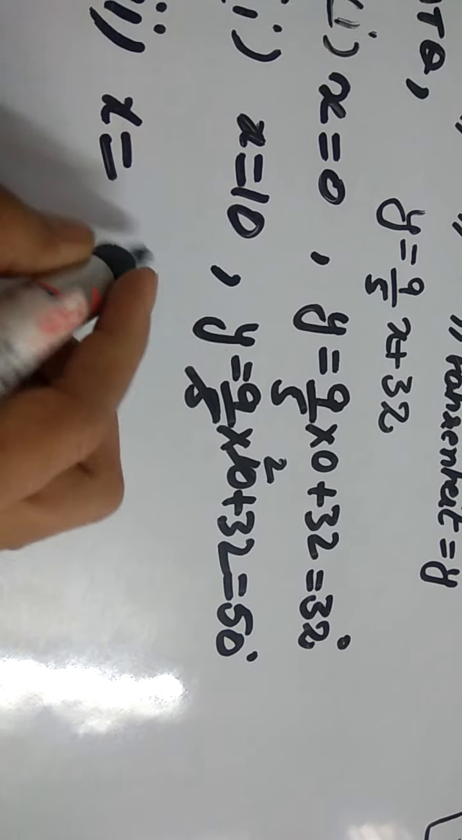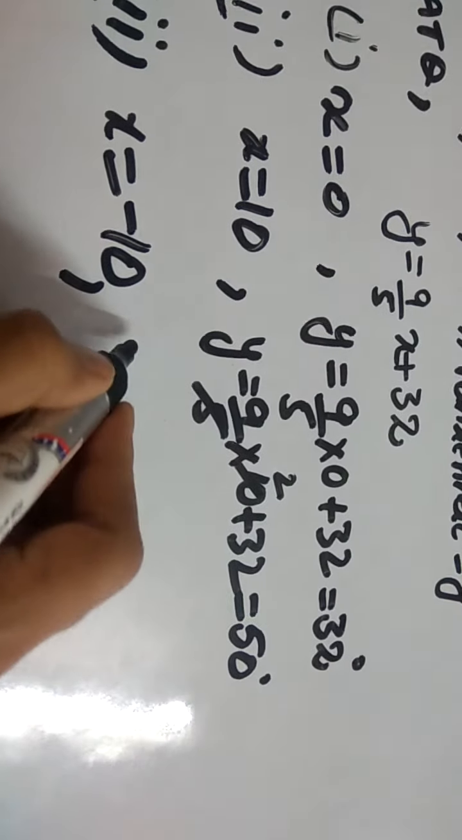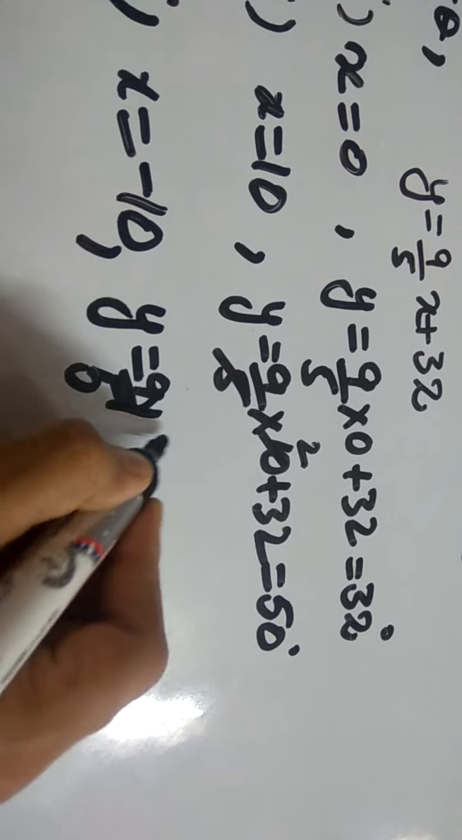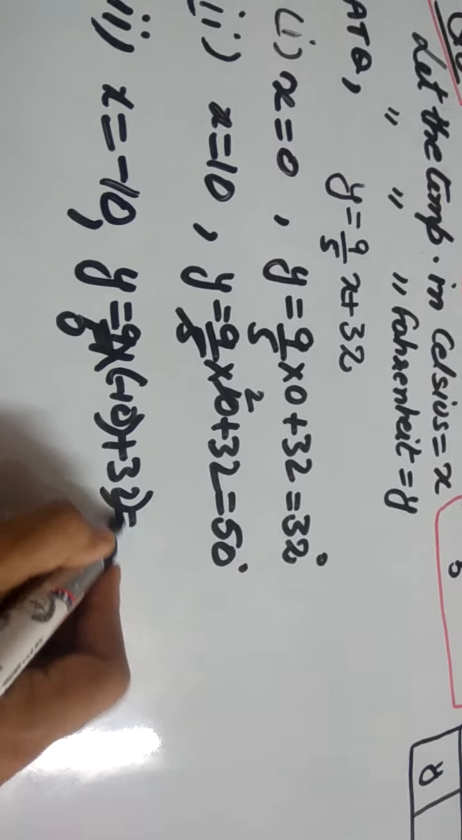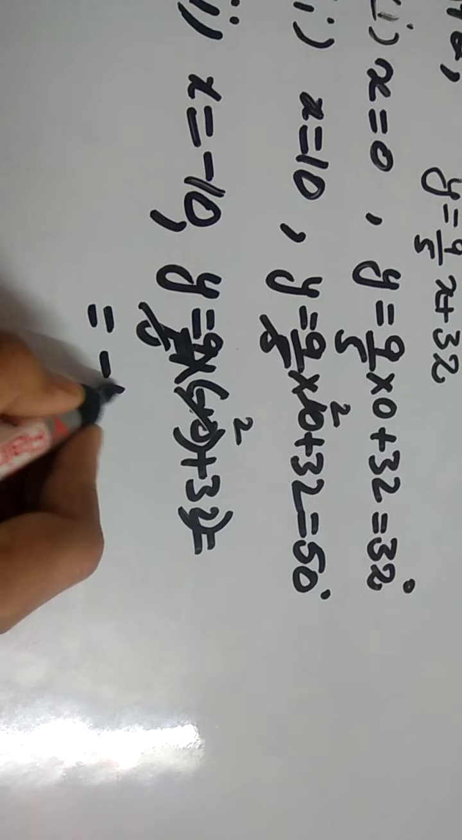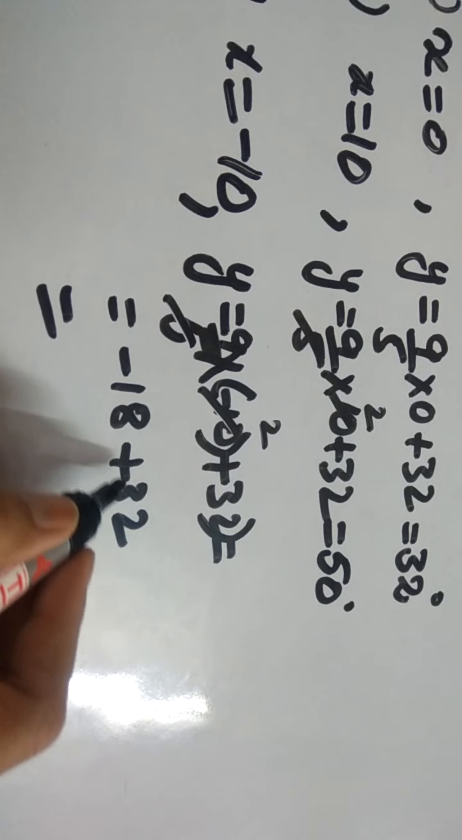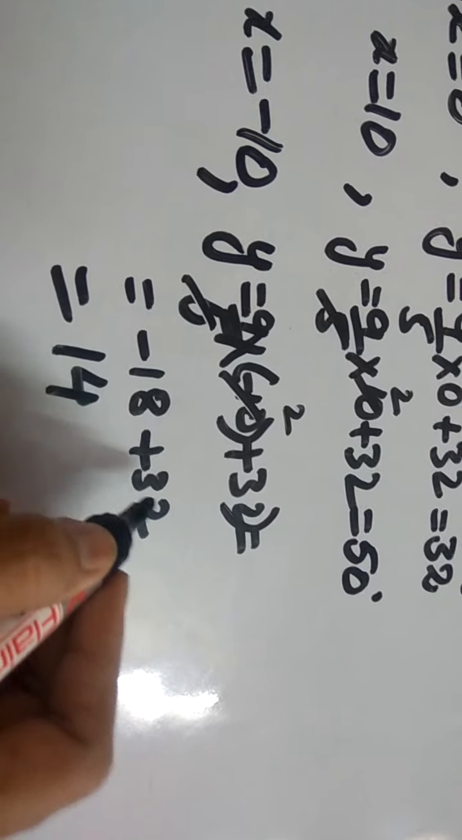Let us take minus 10. Yes, let us take a negative value also. y is equal to 9 by 5 multiplied by minus 10 plus 32. So what do you get? 5 2s are 10, plus minus minus, it will be minus 18 plus 32. So what do you get? You will get 14. So minimum 3 values are enough to make the graph.